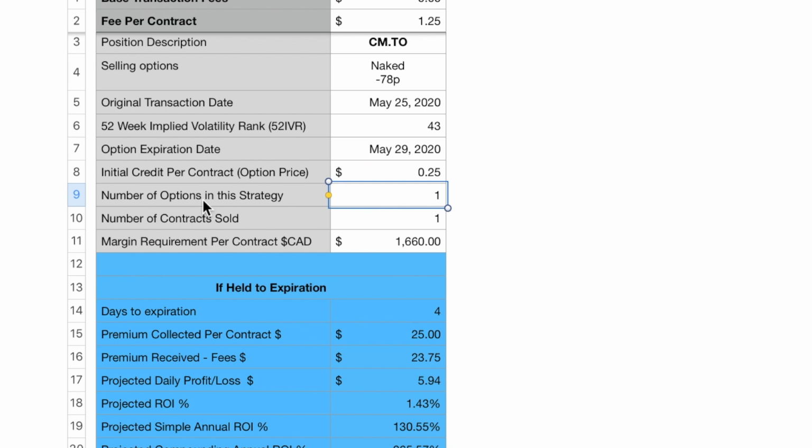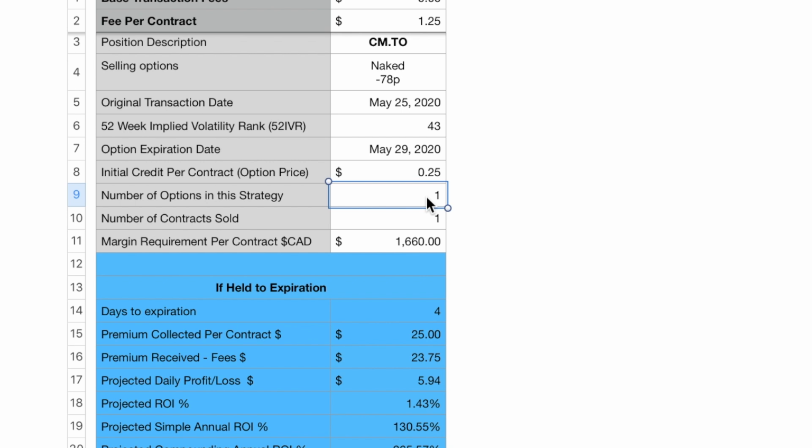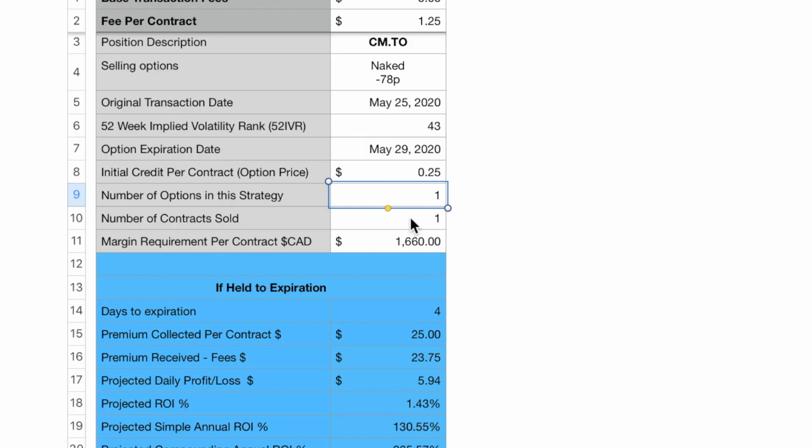Now, number of options in this strategy, this is manually filled out, but we're selling one naked put. So if this was an iron condor, there would be 4 contracts, and then you would have 4 options in the strategy, and then the number of contracts you actually sell would be here. In this case, I'm selling one naked put. So I have one contract in the naked put position, and the number of contracts that I'm selling is one. The margin requirement per Canadian contract is right here.